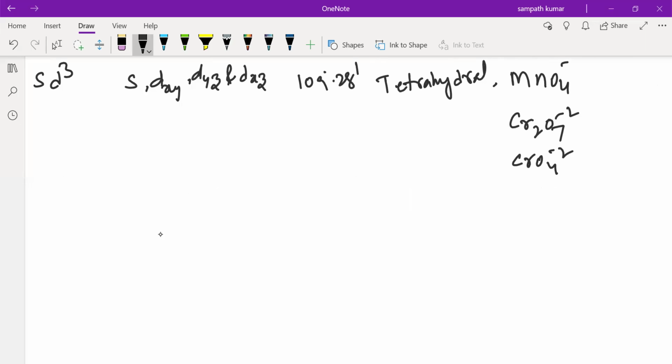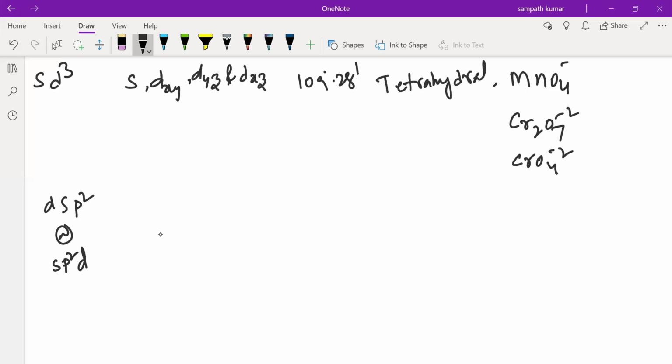Next one is dsp2, or sp2d. Why have we written it like this, dsp2 or sp2d? What do we call this hybridization? Inner orbital. The d is present in the inner orbitals. The d present in the outer orbitals is outer orbital hybridization.